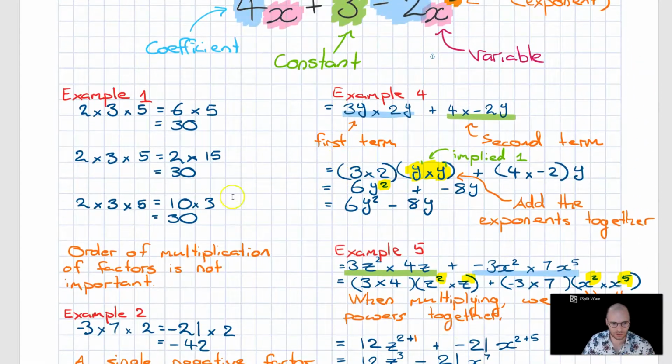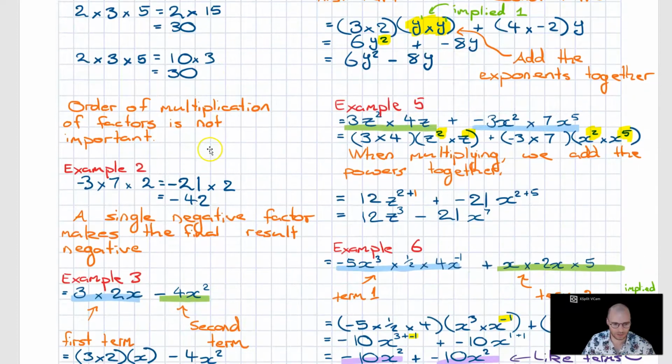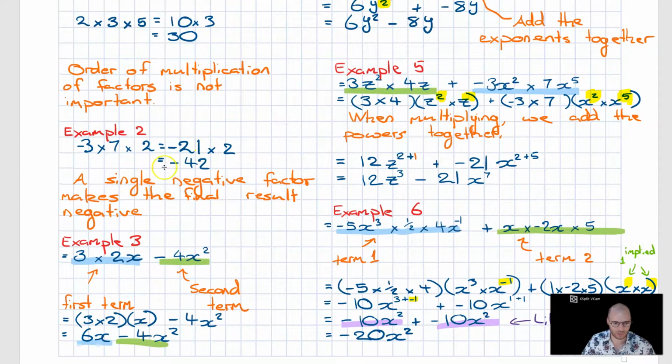Going back, the lessons we learned in this video were when we're multiplying factors out, it doesn't matter the order in which we multiply the factors together, we always get to the same result, as we saw in this first example here. We always got to the result of 30. Example 2, we had a look at what happens with negative numbers. So if there's a negative in the mix, then the entire term becomes negative.